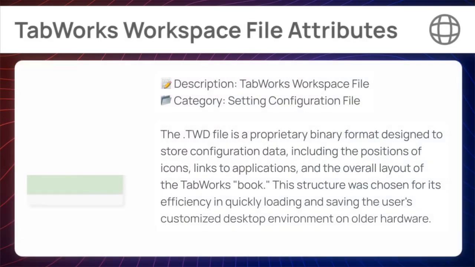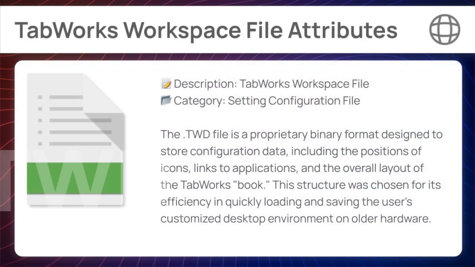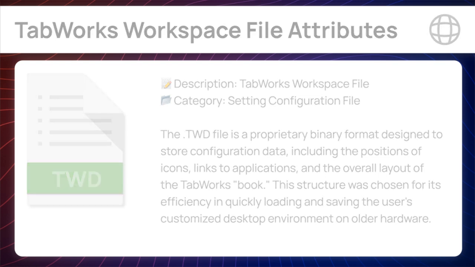The TWD file is a proprietary binary format designed to store configuration data, including the positions of icons, links to applications, and the overall layout of the TabWorks book. This structure was chosen for its efficiency in quickly loading and saving the user's customized desktop environment on older hardware.